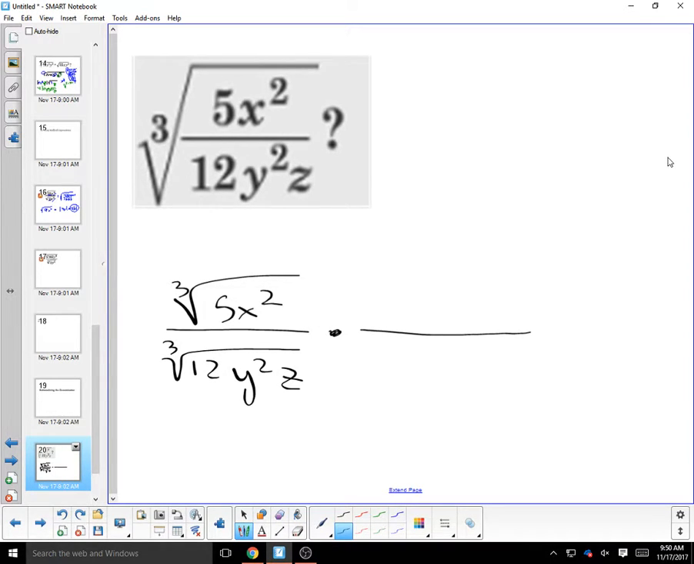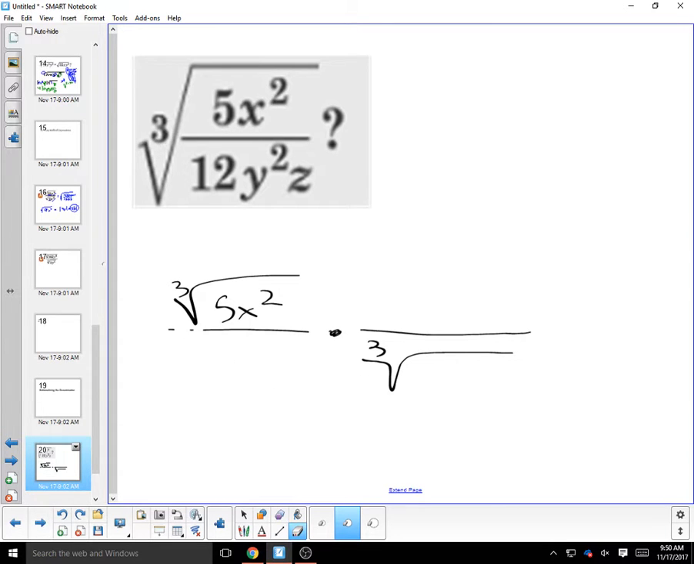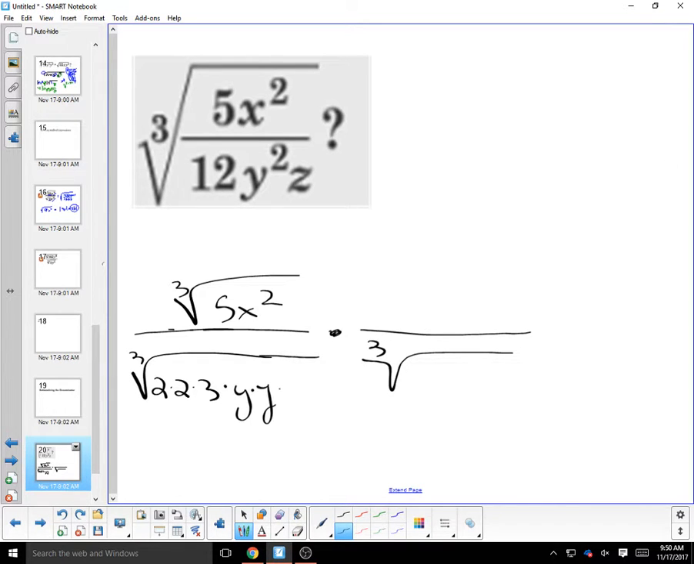what I want to do is make sure that the bottom has no radicals in it. That's the point of rationalizing the denominator. I don't want to have radicals down there. So this is going to become the third root of something. The best way that I can show you takes a little bit of time, but you will get there, hopefully with minimal mistakes. 12 can be broken up into 2 times 2 times 3, correct? And y squared is y times y, and then you've got 1 z.